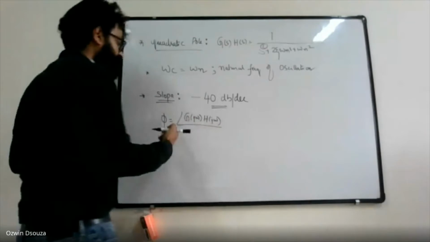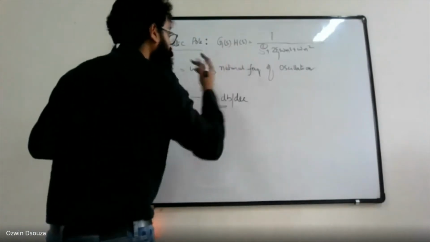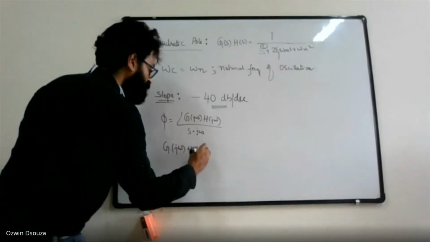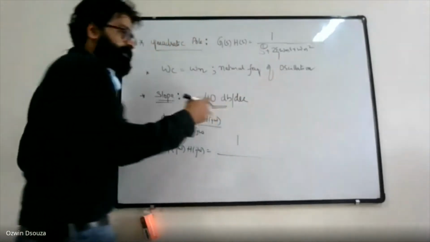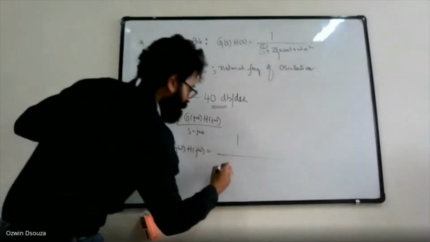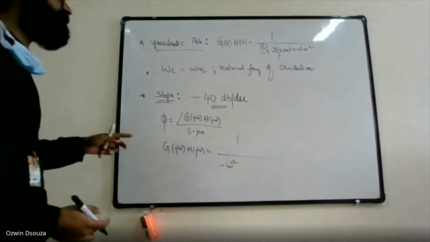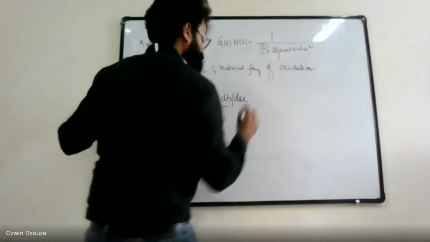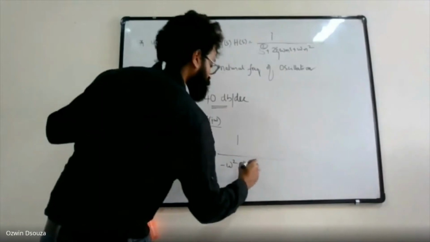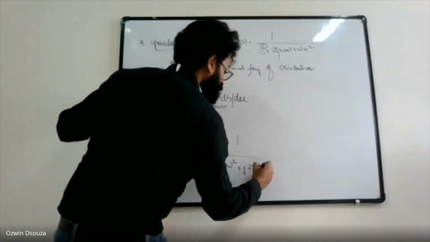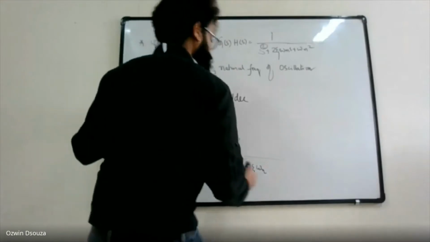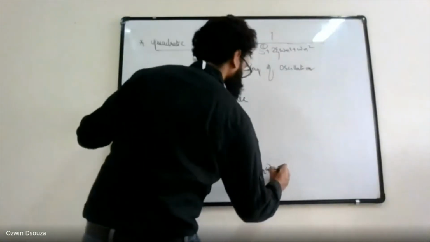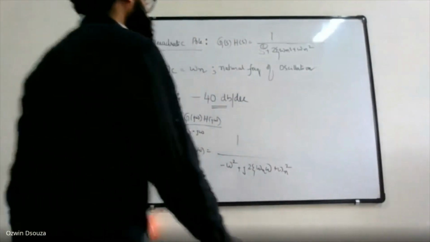Okay, let's do that. So let's substitute S equal to j omega. So what do I get? G of j omega into H of j omega is equal to 1 divided by j omega the whole square, so it becomes minus omega square, because j square is negative 1. And this becomes plus j 2 zeta omega n into omega. And this becomes omega n square.